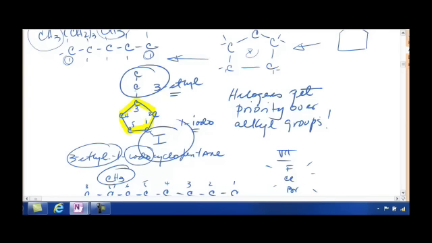Halogens have priority, very good, over alkyl groups. So the carbon that's bringing the bromo, the carbon that's bringing the fluoro, the carbon that's bringing the iodo, that gets a lower number than the carbon that's bringing a methyl or an ethyl or a propyl or any other alkyl group. So this carbon right here gets position 1. This is carbon 1 because it has an iodo.